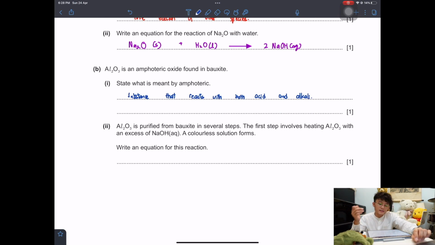Okay, next, Al2O3 is purified from bauxite. Okay, so the step involves heating Al2O3 with excess NaOH. So I know that Al2O3 is amphoteric, so it reacts with a base, which is NaOH. So a colorless solution is formed.